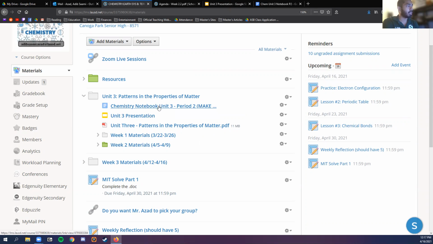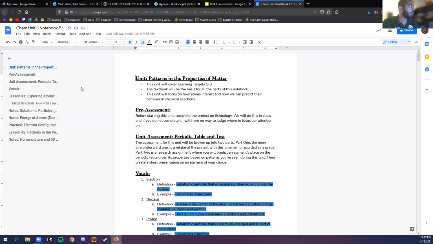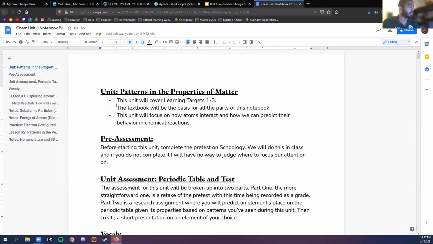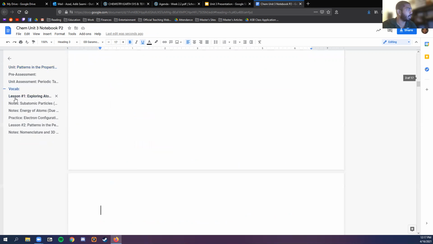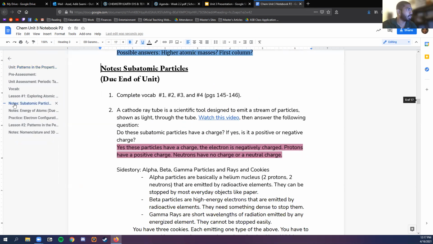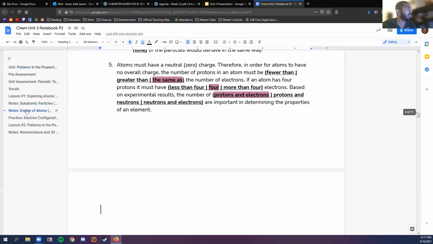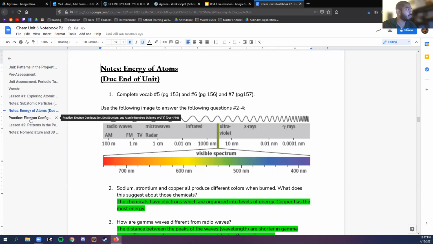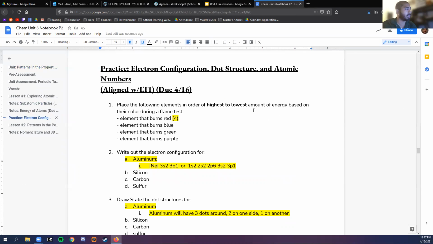And so if you were to click on the one I work out of right there, I have it open already. Let me zoom in, make it look better on your screens. What you should have in your notebook so far, if you're caught up to week two, is lesson one, the notes on subatomic particles, the notes on the energy of atoms, and the practice with electron configuration, which was due Friday, April 16th.